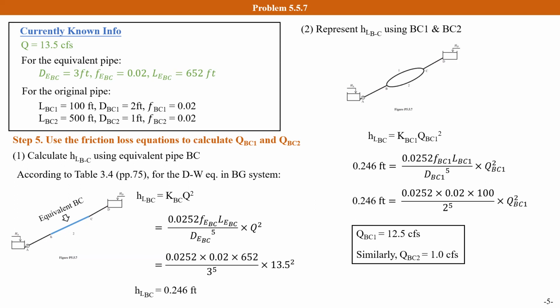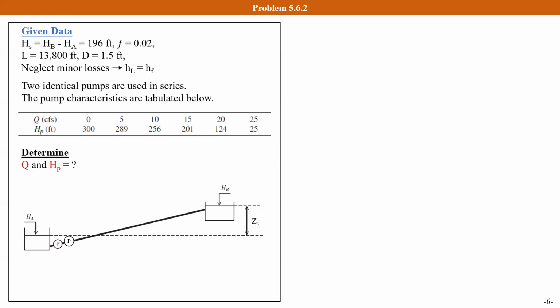Let's move on to problem 3. Here is a pipeline conveying water from reservoir A to B. We already know the difference of the water surface elevation in reservoir A and reservoir B. It equals 196 feet. We also know the friction factor, length, and diameter of the pipe. In this problem, the minor losses are negligible, therefore the head loss equals the friction loss.